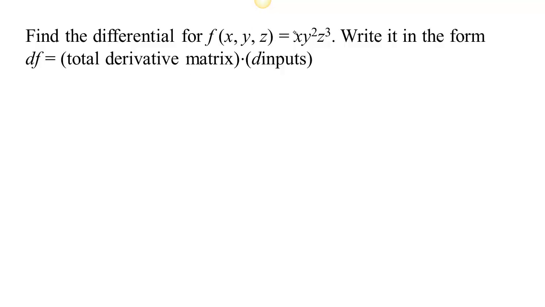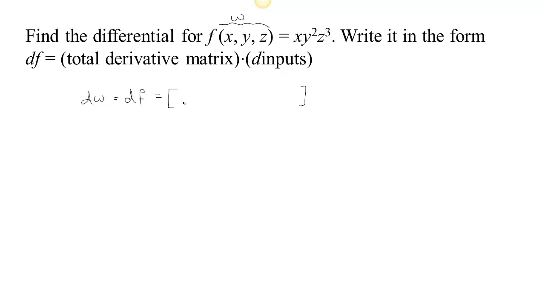Okay, in this example we have a function with 3 inputs and 1 output. That means, if we think about this one output maybe as being W, we can talk about the change in W, or we could call the output F and call it dF. But anyway, it's going to have to be a 1 by 3 matrix. 1 row because there's 1 output, and 3 columns because there are 3 inputs.